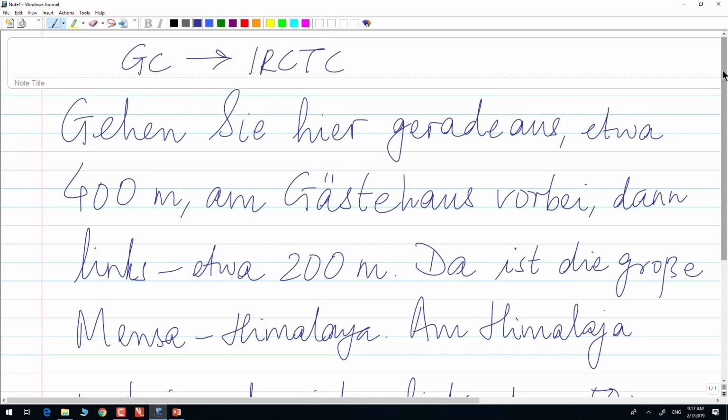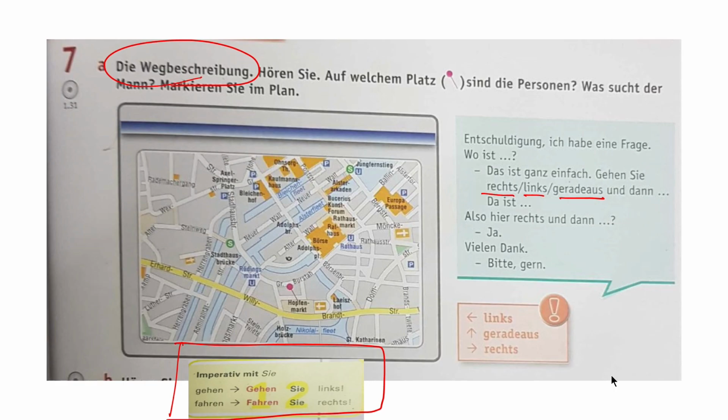I mean, there will be, of course, other variations in telling the way, but primarily you have to tell people whether to go straight, left, or right.